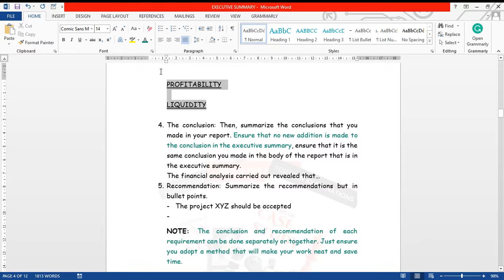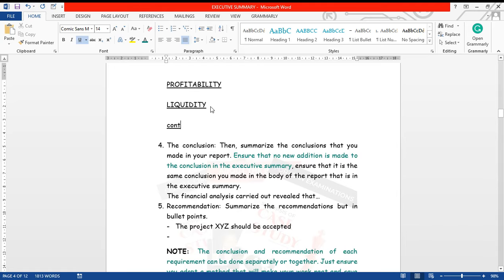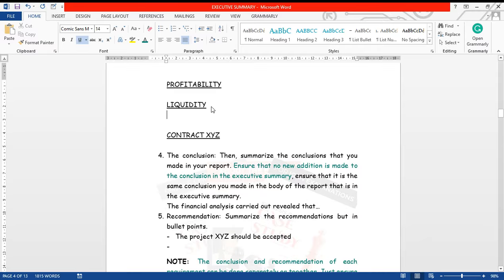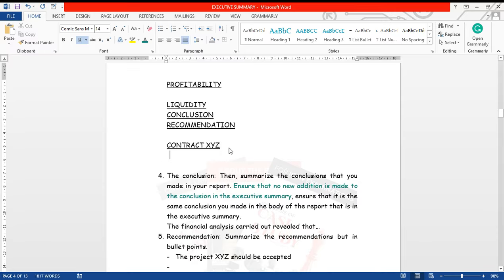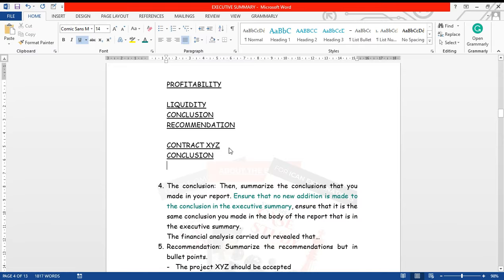Do you understand that we said you can do it heading by heading? And this one you can say, okay, contracts. Just have this in caps. Contracts XYZ. So now these two are financial statement analysis because you're analyzing the financial statement. But this is financial data analysis because you're doing a project appraisal. So if you did it heading by heading, after you finish the financial statement analysis, you have the conclusion, then its own recommendation. Then after you finish your financial data analysis, you can still have its own conclusion and its recommendation.